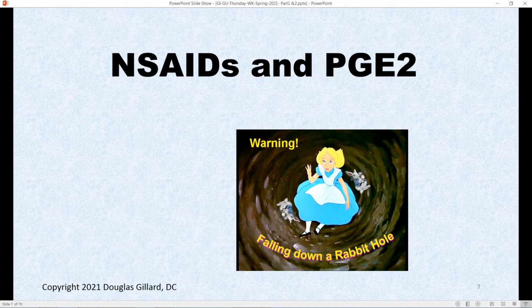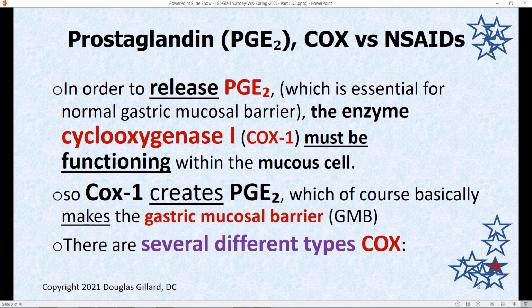All right, so why did I go down that road? We should talk about prostaglandin E2 a little more, and COX-1 and COX-2 and NSAIDs. In order to release PGE2, you need an enzyme called Cyclooxygenase 1, and that is inside the mucosal cells themselves. COX-1 has substrates it binds to, and it creates prostaglandin E2, which is spit out the basolateral surface of the mucosal cells, and we know what it does from there.